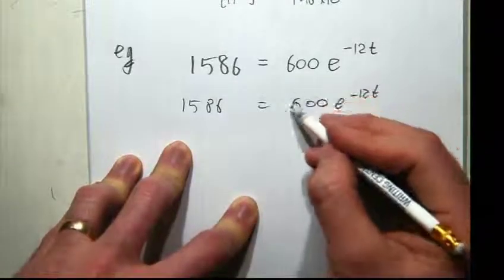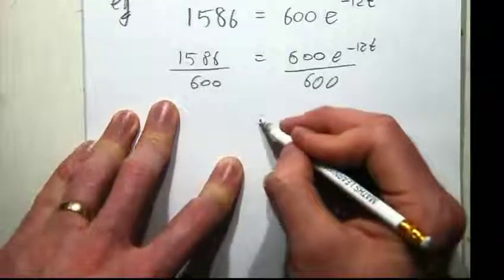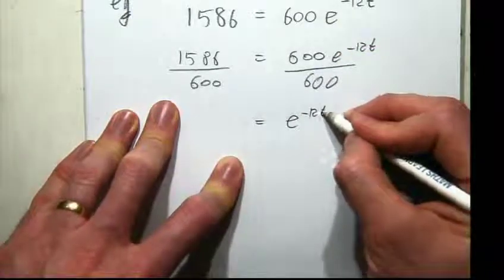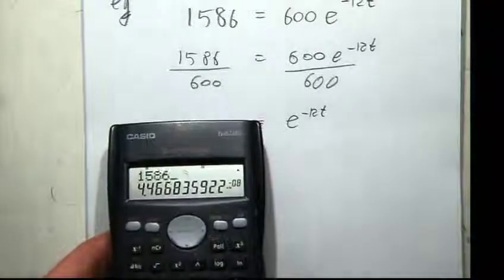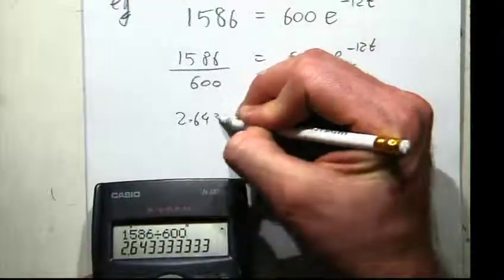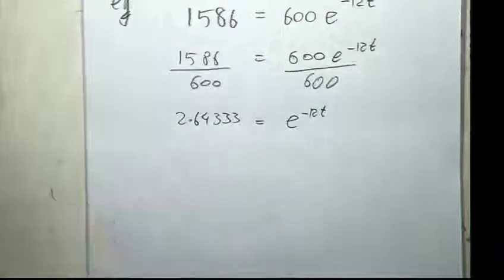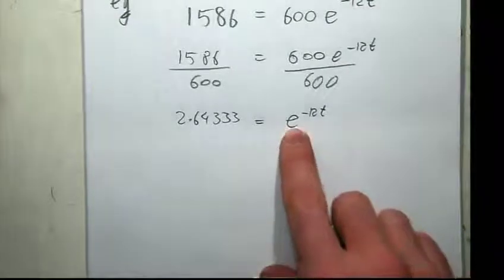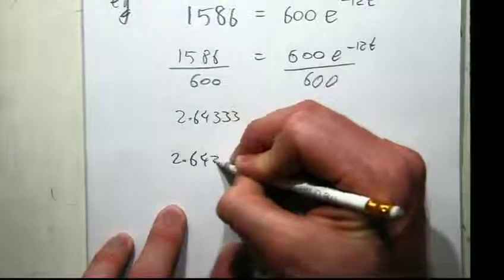this is currently being multiplied, so I will have to divide it. So over here, 600 divided by 600 overall doesn't do anything. And then I'll give myself plenty of decimal places so I don't lose accuracy. And here's my thing. I need to somehow get rid of this e. So I'll do what I always do. I'll write down exactly what I've got.